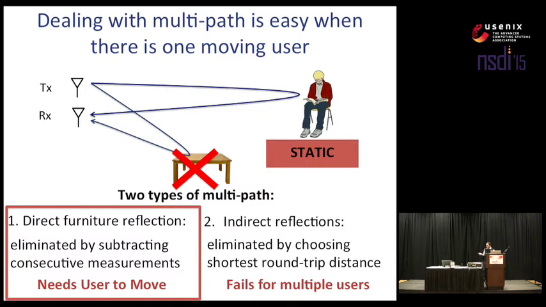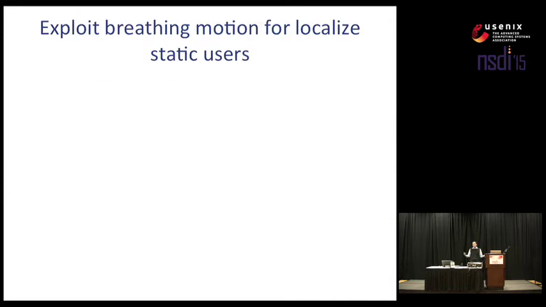But then, is it true that humans are no different from inanimate objects like tables or chairs? Even if you are sitting there, you are breathing and your heart is beating. So something in you is always moving, and our hope is to be able to exploit this motion to localize static users. In fact, by exploiting breathing motion, you can even differentiate between static users and other vibrating objects in space. But again, it is not that simple.